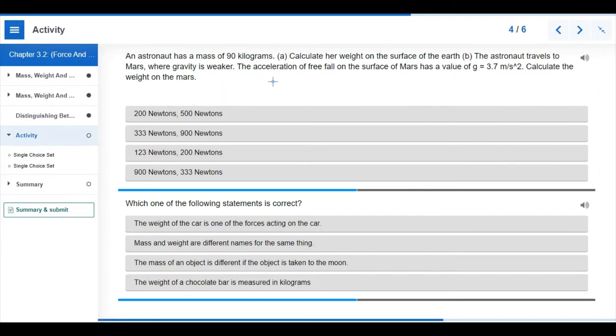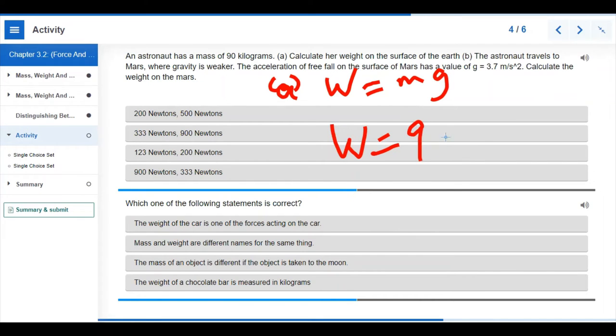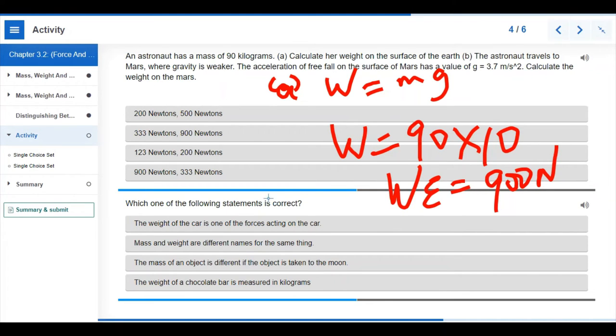So for A, we have W equals mg. W is equal to the mass, 90, times the acceleration due to gravity on the Earth. That's 10 meters per second squared. That makes our weight on the Earth to be 900 newtons.